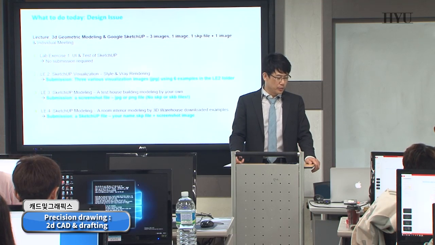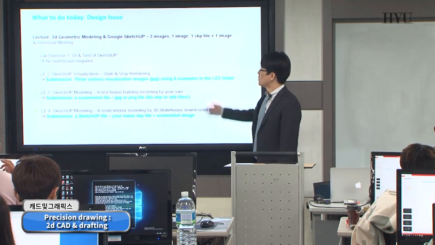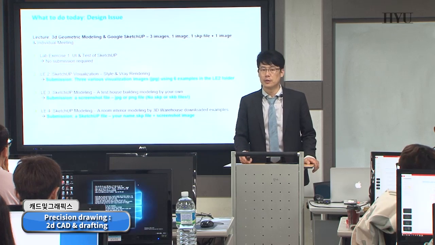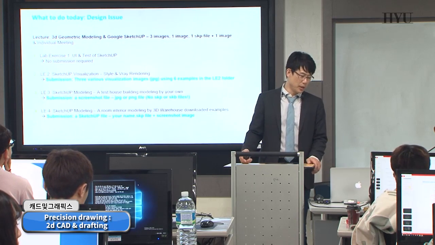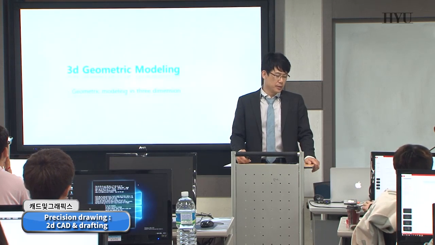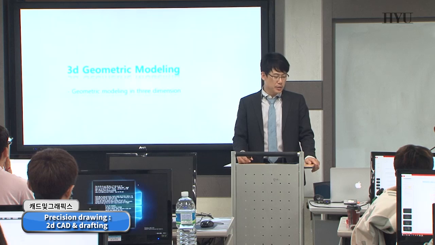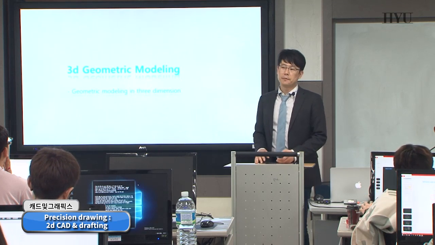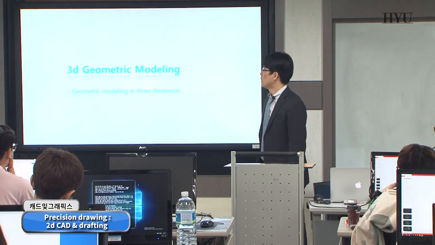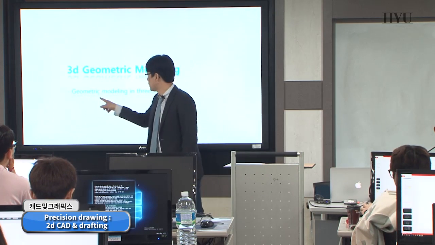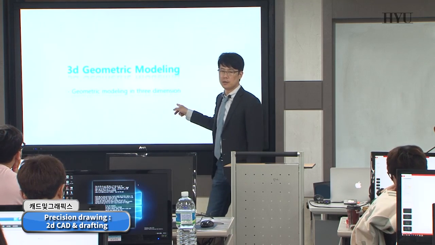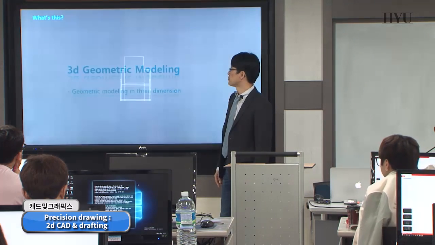Here I list what to do today, okay? Something about 3D geometric modeling using an application called SketchUp. For doing that, we need to review 3D geometric modeling. What is 3D geometric modeling? What is the difference between 2D drafting, 2D drawing? In other words, geometric modeling in 3 dimensions. What does this mean, in 3 dimensions?